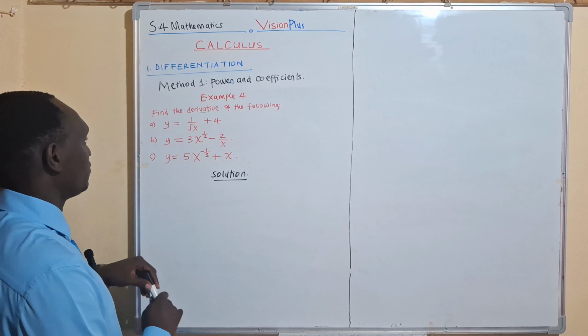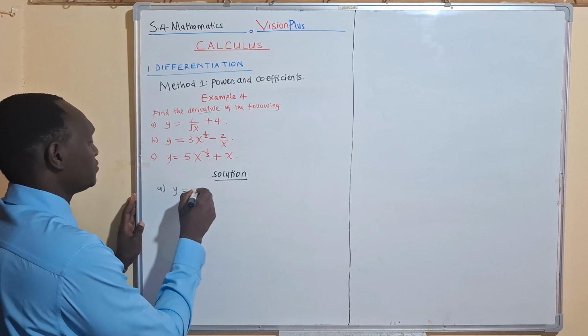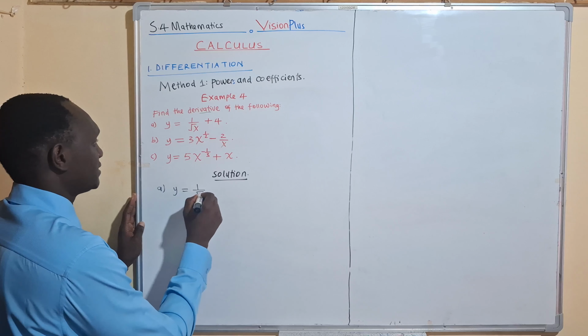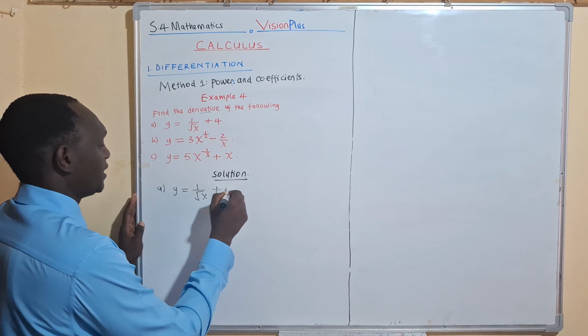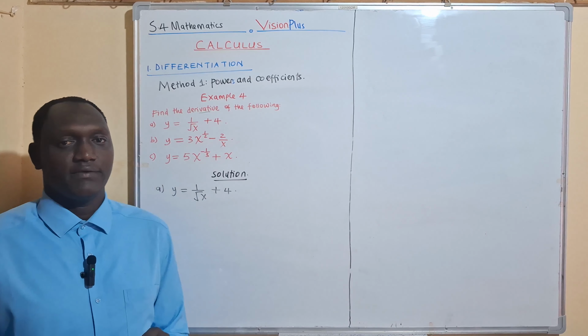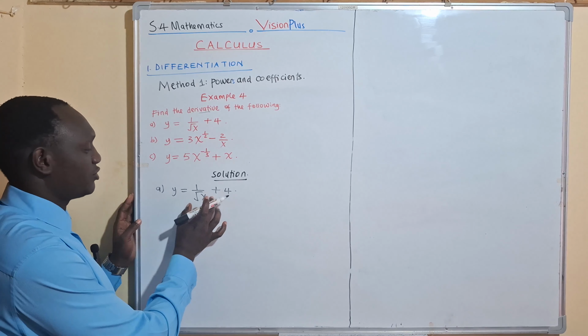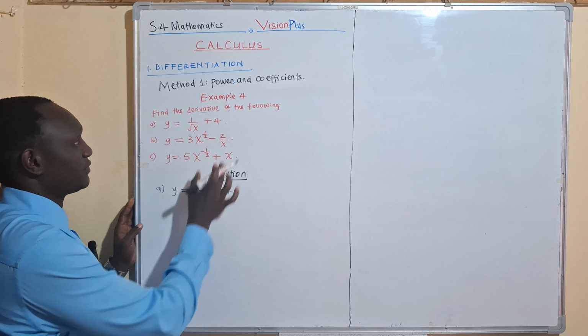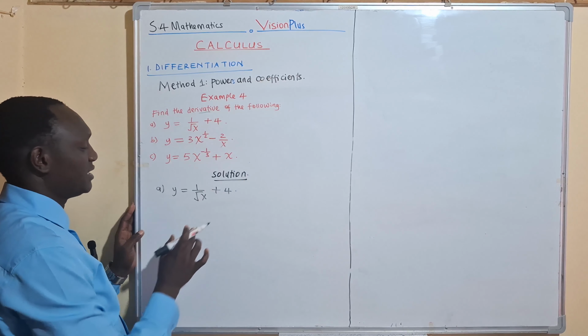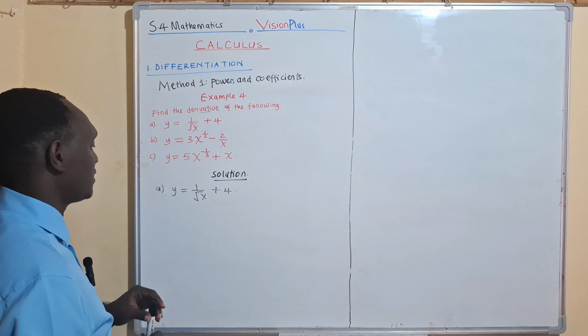Example 4 says we are given part A, the function y equals 1 out of root x plus 4. Let us differentiate this function. If we look at the given function, the variable x is on the denominator. And for us to apply powers and coefficients, the variable x must always be on the numerator.